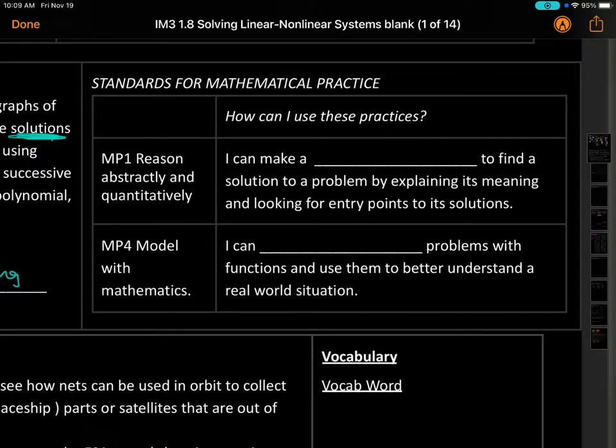Standards for mathematical practice. How can I use these practices? Well, math practice 1, reason abstractly and quantitatively. You can make a plan to find a solution to a problem by explaining its meaning and looking for entry points to its solutions. And mathematical practice 4, model with mathematics. I can model problems, the functions, and use them to better understand those problems.